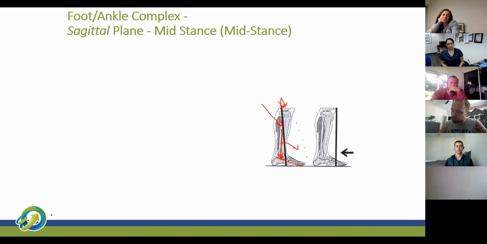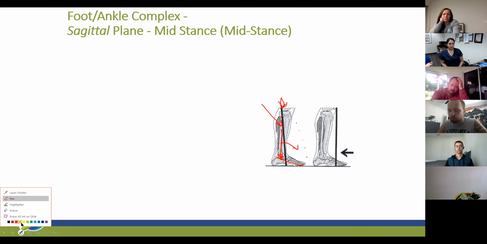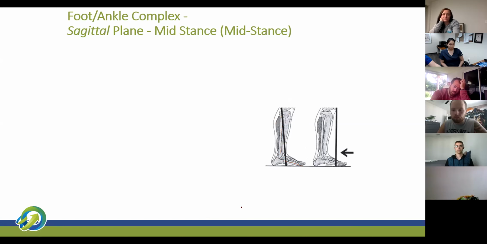But so starting at mid stance, the ground reaction force is moving anterior to the ankle joint, and it moves even further anterior at terminal stance, because that's where we see maximum dorsiflexion. So let's move forward.